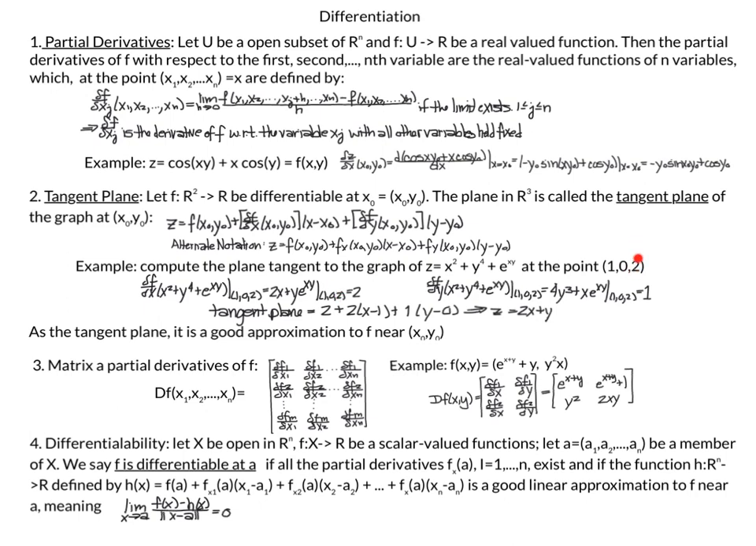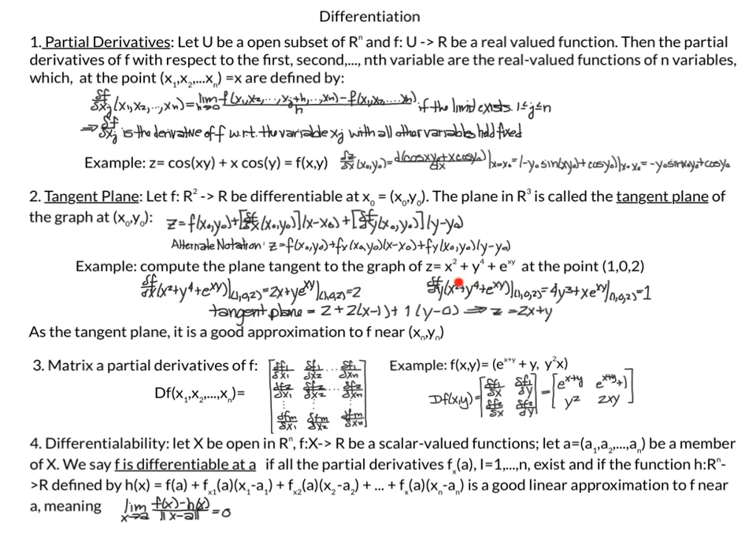Actually, we don't really need the 2. It just gets plugged in there. But anyway, (1, 0, 2). So x is equal to 1, so this is 2. y is equal to 0, so this goes away. So we're just left with 2.